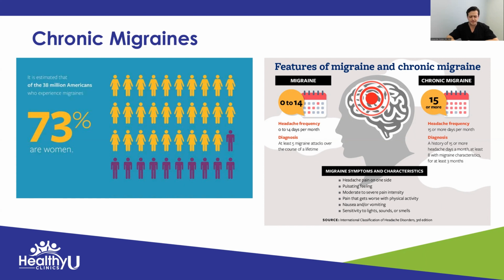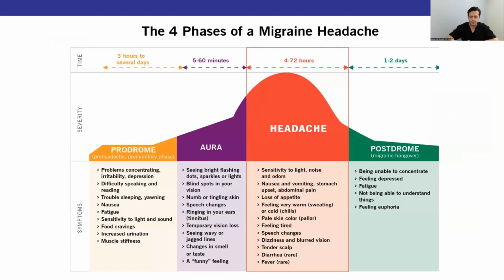That diagram on the right says it's estimated that 38 million Americans experience migraines. 73% of those are women. And that's often due to an association with migraines that may be associated with the menstrual cycle and changes in hormones as well. There are multiple different phases to migraine headaches.